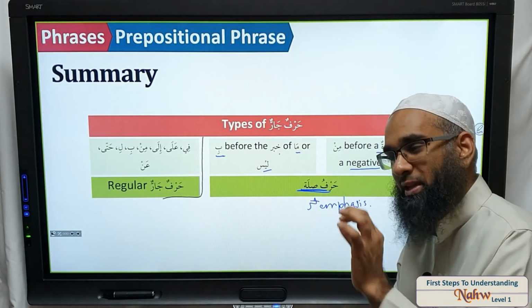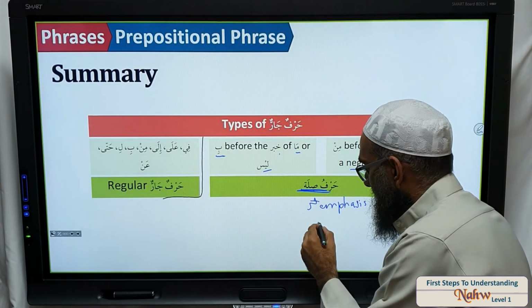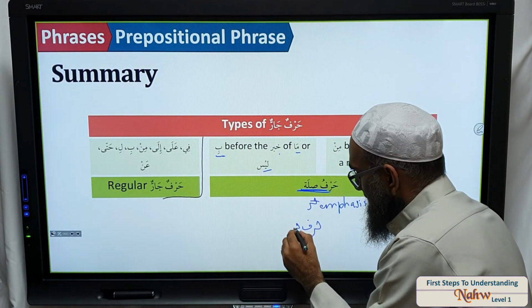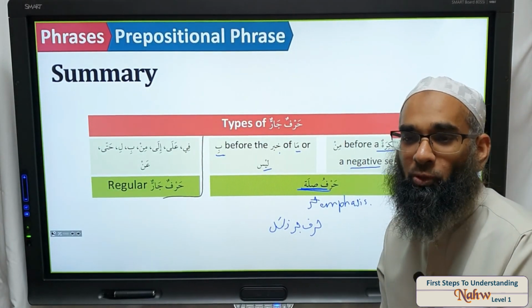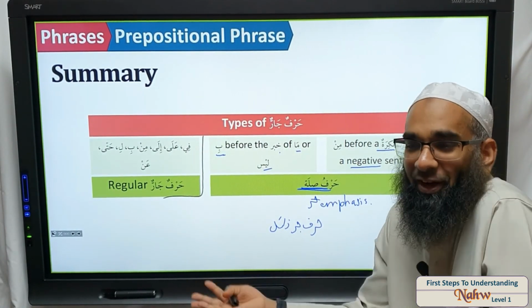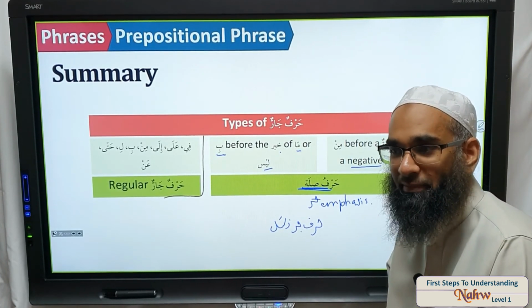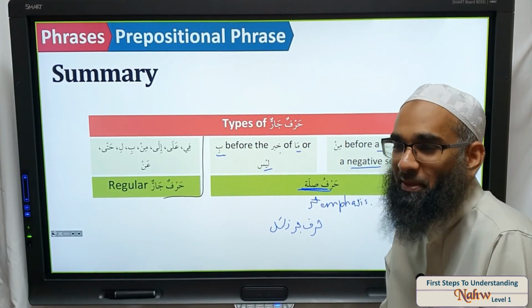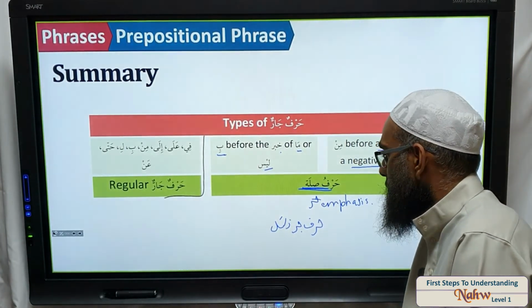So because we're learning primary, let's learn it as harfu sila. But when you get to a higher level, they will call it what? They say it's harfun jar zaid, an excess harfun jar. But that's not a respectful word for the words of the Quran. But you can't change it now. Like for example, the months of the year are actually named after pagan gods. You can't change January and February's name anymore. It's too late. Things are set in stone.